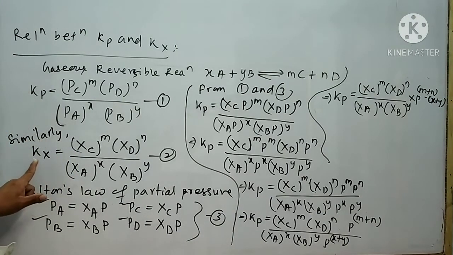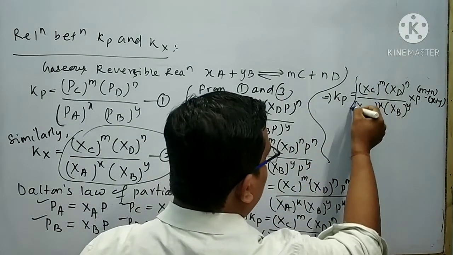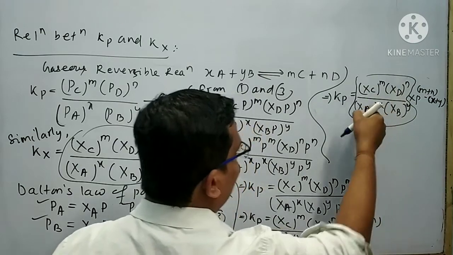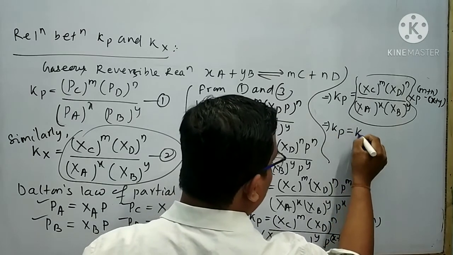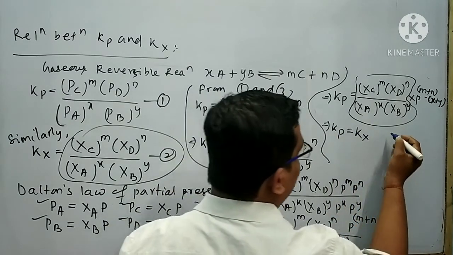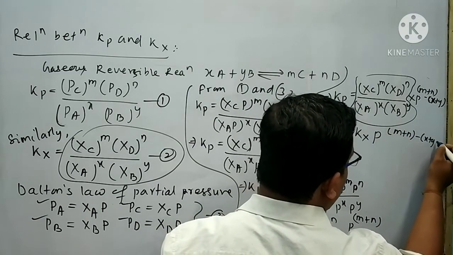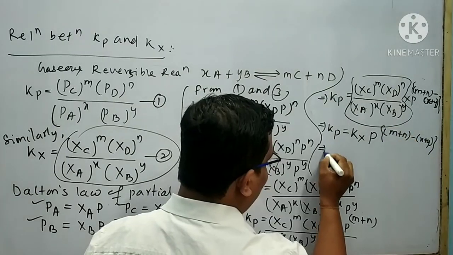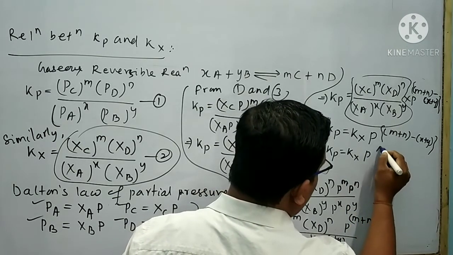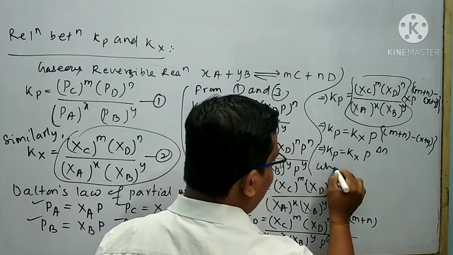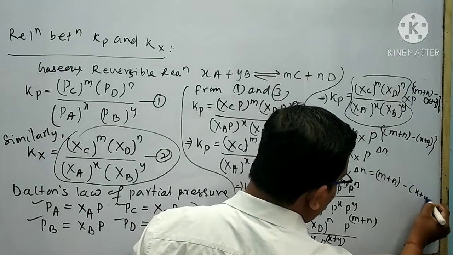Look at that, the value of Kx is this, which is written here. So I can write here Kx instead of this value. So I can write Kp equal to Kx into P to the power m plus n minus x plus y. This implies that I can write Kp is equal to Kx into P to the power del n, where I can write del n equal to m plus n minus x plus y.